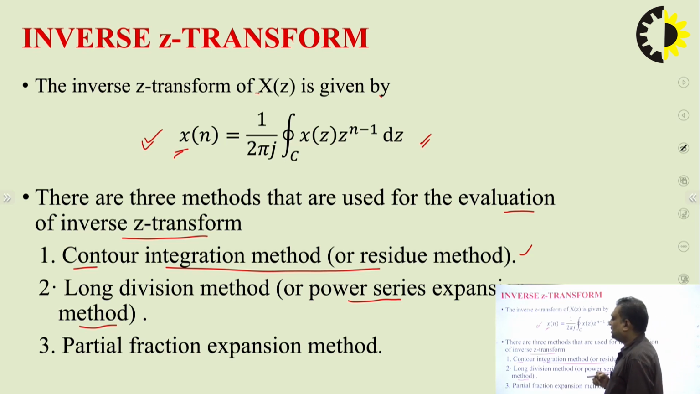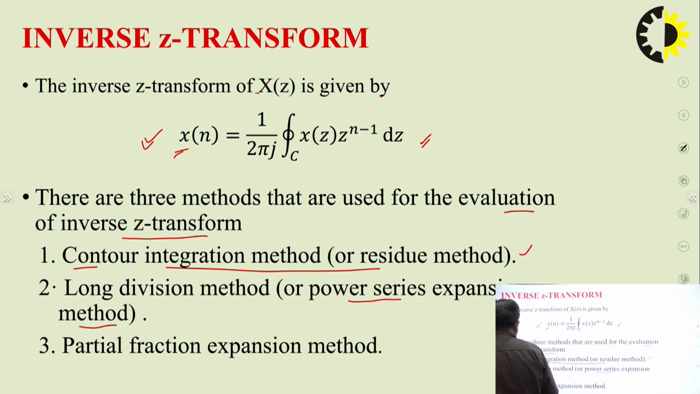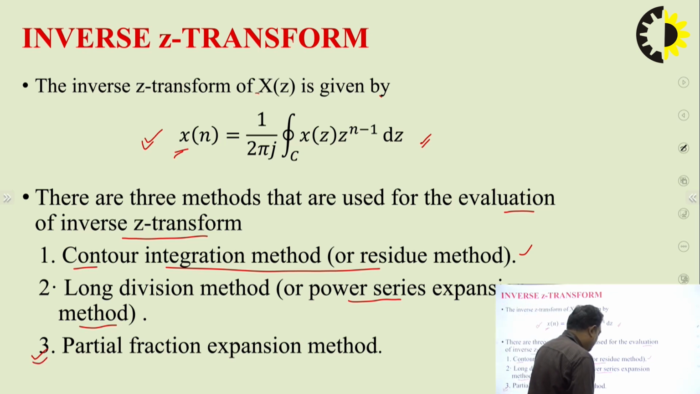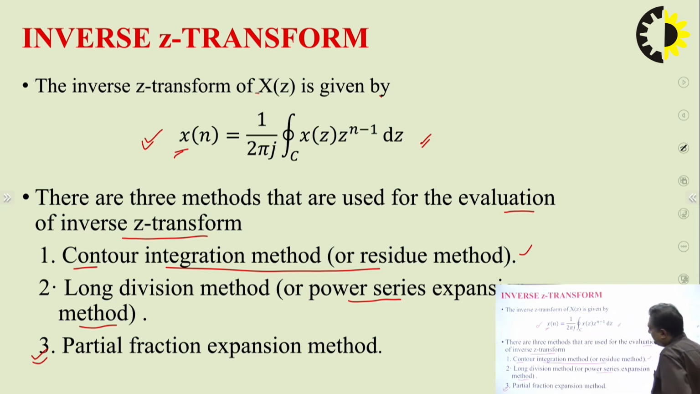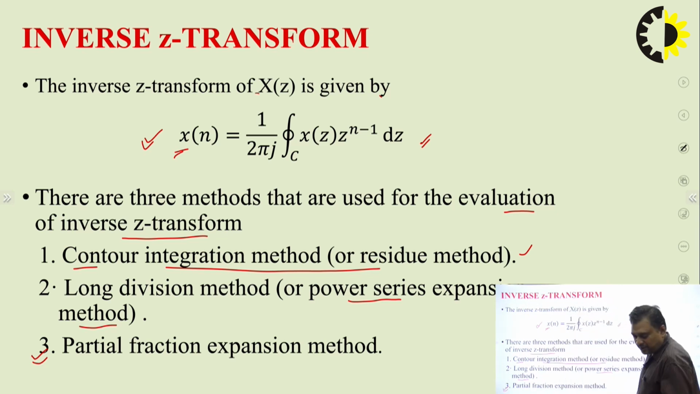For this method, we can only find the signal in one direction, either right or left. It means for non-causal types of signals, we cannot apply the long division method. The third one is the most popular method, the partial fraction expansion method. Here we take the Z transform, apply partial fractions, and since the ROC is also given to us, based on the ROC we find the inverse Z transform of the functions obtained after partial fraction.